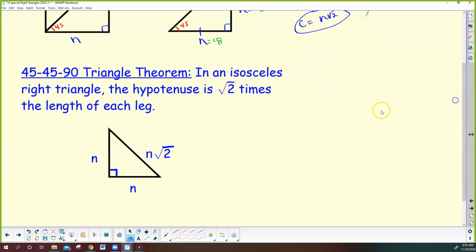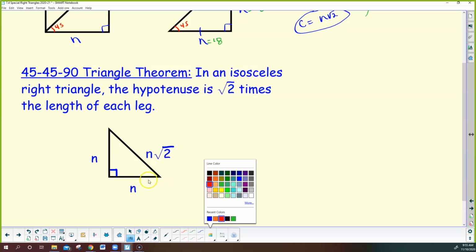So here's what I'd like you to write. This is one of our theorems: if we know for sure that it is a 45, 45, 90 triangle, then it's an isosceles right triangle, and the hypotenuse is the square root of 2 times the length of each leg. I like to think of this as a formula. And if we know that both sides are equal, then we know the base angles are the same, and we get 45, 45, 90. So I'm going to pause here so you can write this down.